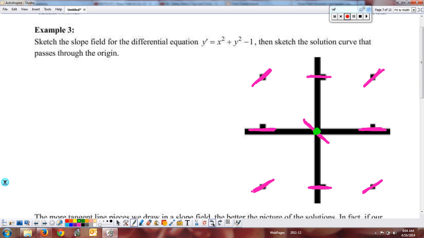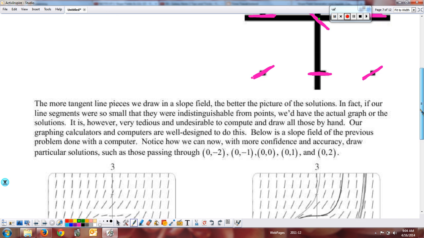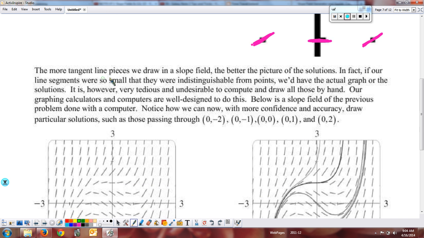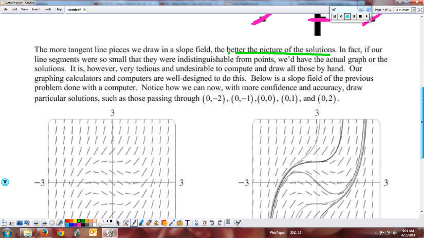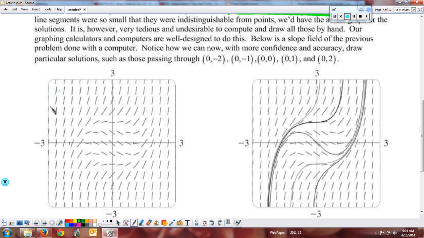And this is kind of a crazy one with a lot of things going on here. And so the idea is the more tangent lines that we draw, the better the picture is going to be of the solution. And you don't really want to do all that by hand. Now notice I've zoomed out here. This was generated by a computer. We do have a little bit of craziness going on here in the center, and that's because there's a lot of turns going on. But now if I want to draw my solution through the origin, the flow is a little easier to follow.